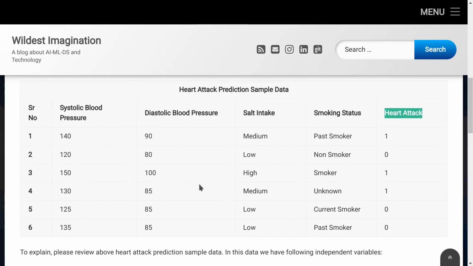From this table, we can infer the following information: high systolic blood pressure, high diastolic blood pressure, high salt intake, and smoking habit will cause a heart attack to a person. On the positive side, normal systolic blood pressure, normal diastolic blood pressure, low salt intake, and no smoking habit will give a healthy heart to a person. It will reduce the chances of heart attack. As per the definition of dependent and independent variables, we can say that systolic blood pressure, diastolic blood pressure, salt intake, and smoking status will have an impact on the health of the heart.